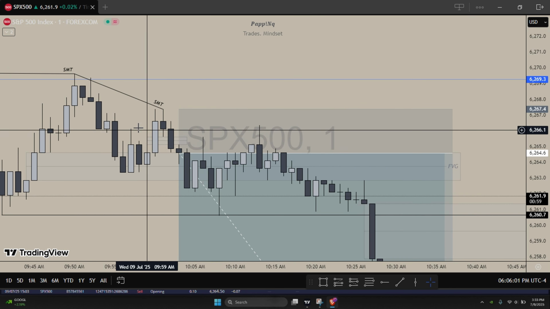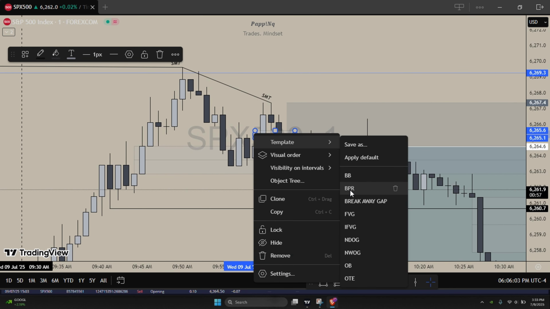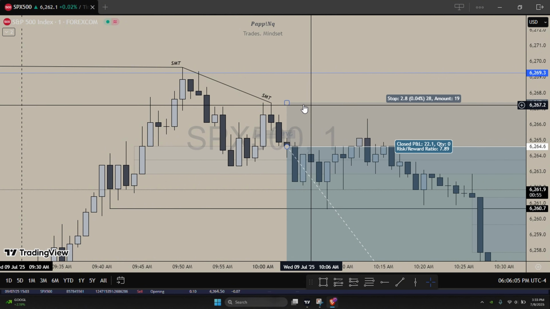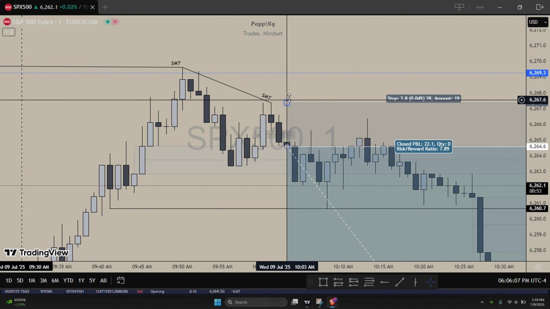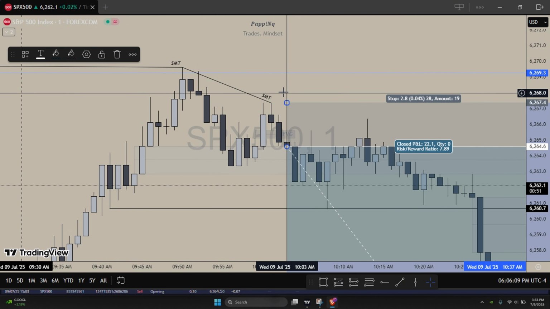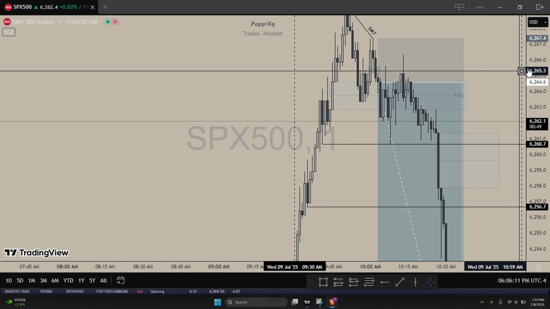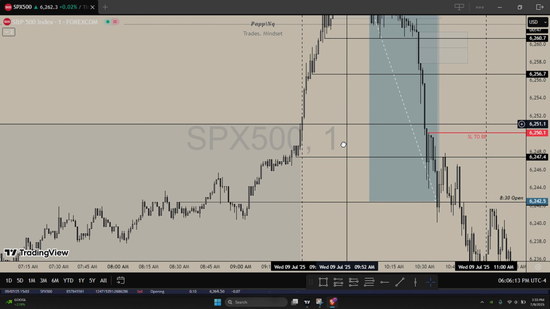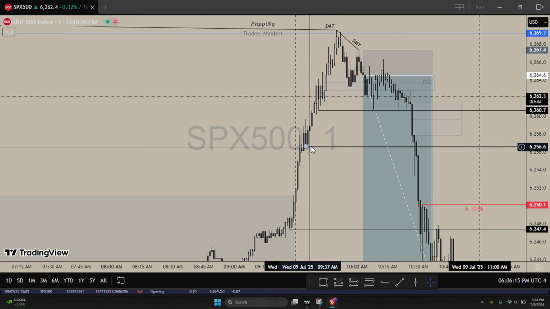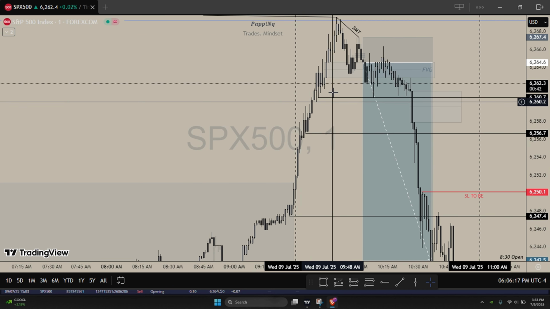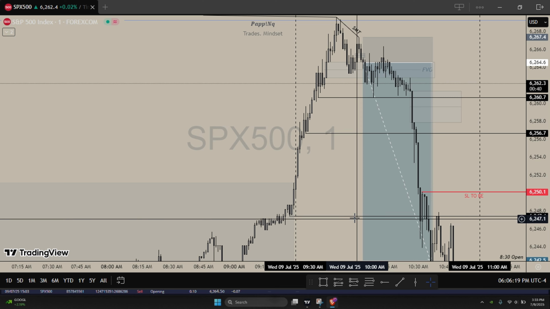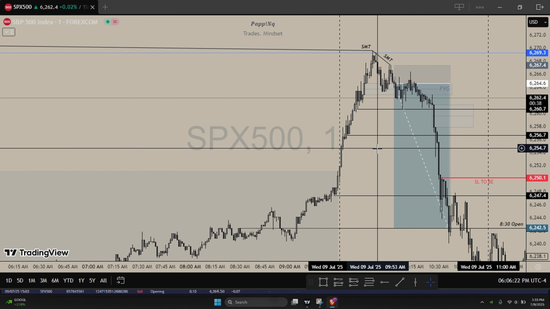As you can see, when we had that SMT, all I needed price to do was inverse this fair value gap, which we ended up doing. As soon as we had that inverse, I took my sell trade right there, with my stop at this high, and then I had a couple of take profit levels. This was my first take profit, this was my second take profit. These were just draws on liquidity that I expected price to drop down to.